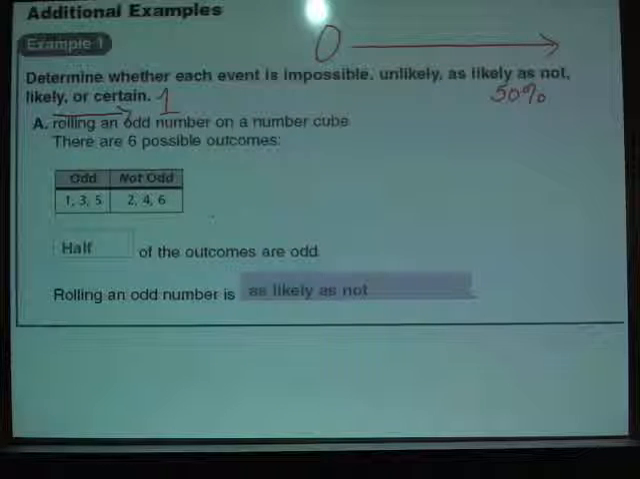So here, we're talking about rolling an odd number on a number cube. Well, if we're talking about rolling an odd number, there are 3 odd numbers, 1, 3, and 5, and then 3 things that are not odd, 2, 4, and 6. So you have the same number of chances of getting odd as you do not odd. In other words, there's a 50-50 chance here of not getting odd or getting odd. So that means here, rolling an odd number is as likely as not. 50-50.